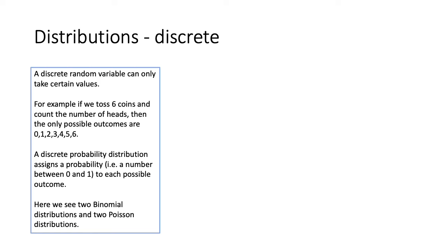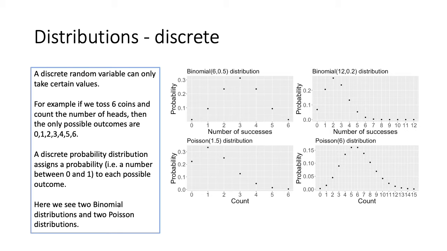A discrete probability distribution assigns a number between 0 and 1, which is the probability of each outcome. Let's have a look at a couple of examples. In the top row here, we've got two different binomial distributions. The one on the left, we're tossing 6 coins, and they're fair coins, so there's a 50% chance of a head. And these are the probabilities of each of the different possible outcomes.